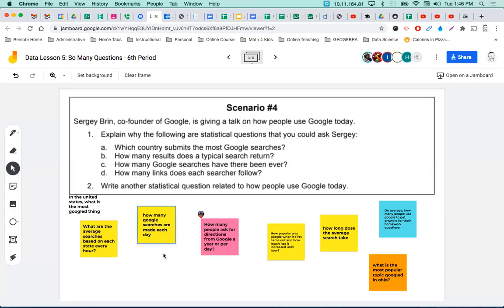How many Google searches are made each day? Yeah, and that'd be interesting to look at throughout a year, like how it changes throughout the year based on what's happening throughout the world.